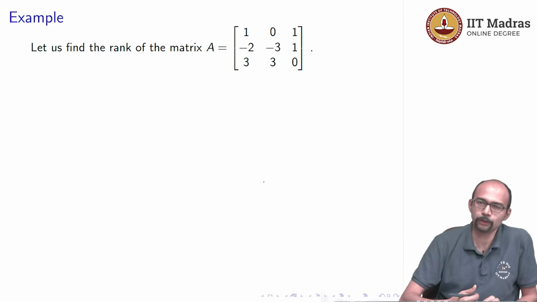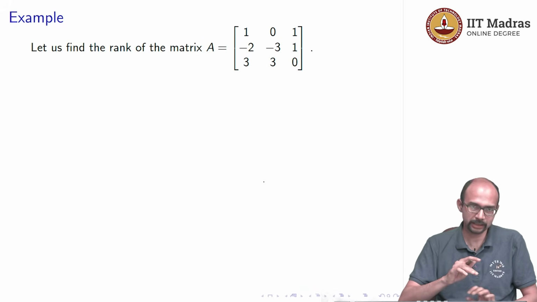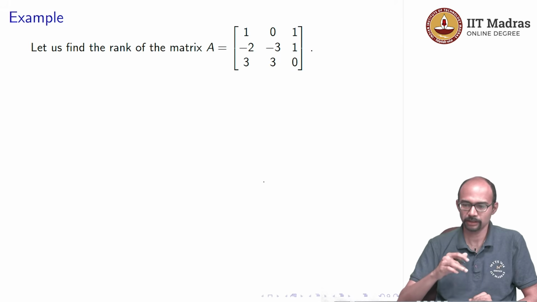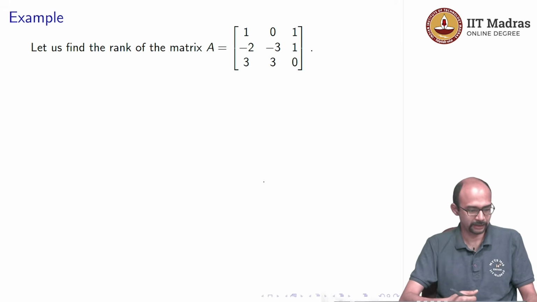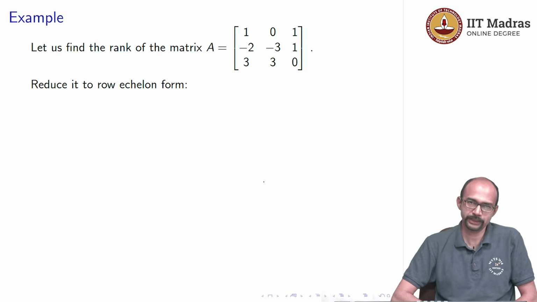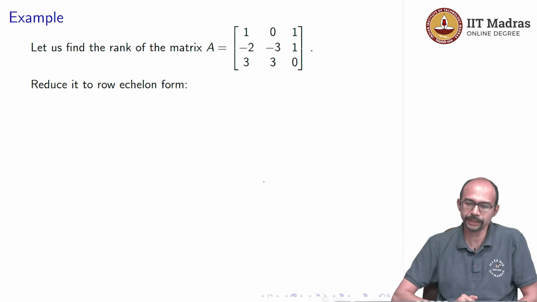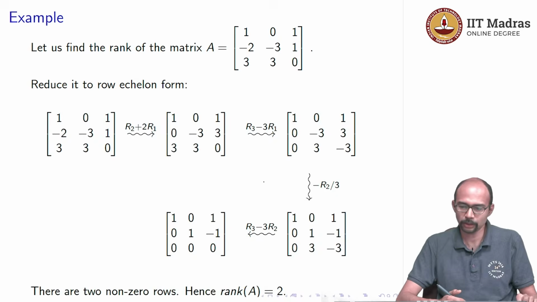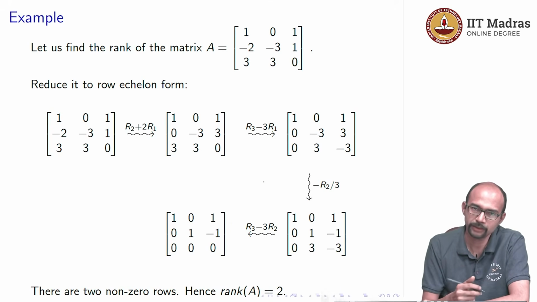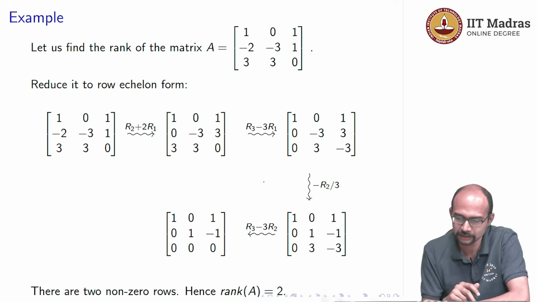So, let us find the rank of A. This is an example. I am not going to justify why this is used, that will come later. What we do is we take this matrix and we do again the same thing that we did before. You reduce it to row echelon form. These are the kinds of computations we have done before, so I will run through this quickly.